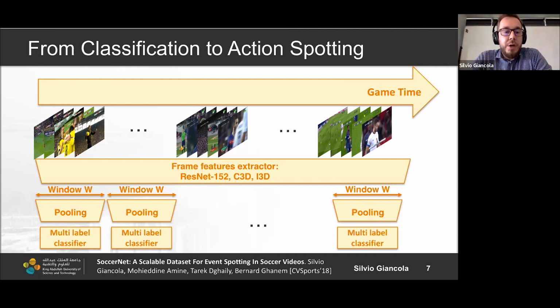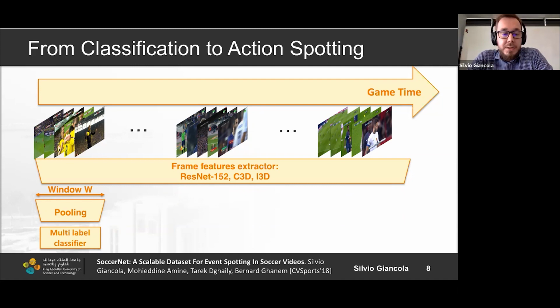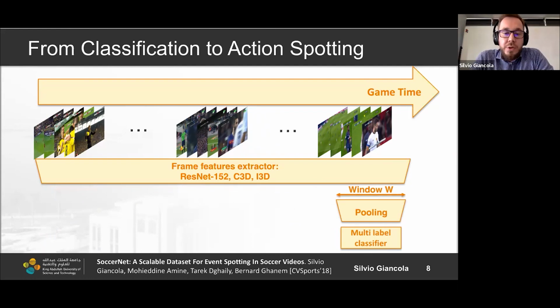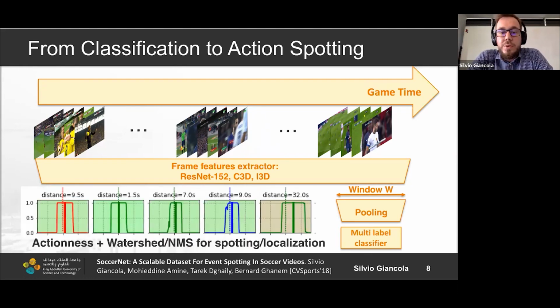So we will train our model, our multi-label classifier, and our pooling eventually if there is anything to learn in that regard. And once that is trained, we will take that pooling layer and multi-label classifier, and we will run it in a sliding window. These sliding windows will create multiple activations that represent the actionness of specific classes in time. Okay, and then by using watershed or non-maximum suppression, we can actually identify the spotting or the localization of specific actions. In this particular case, we're actually tackling action spotting.